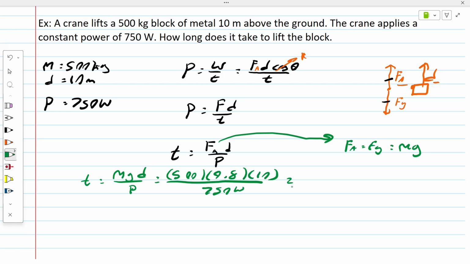Okay, and if we plug this into a calculator, we get that the time it took was 65.33 seconds, and that'll be our final answer. So that's a quick video on how you can use power to solve problems.